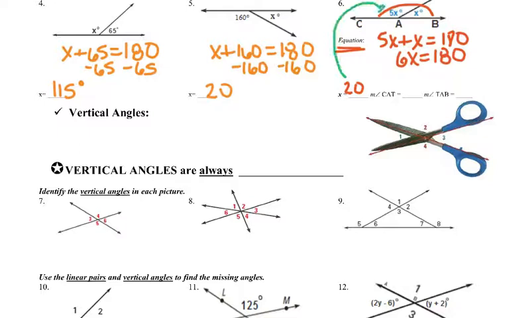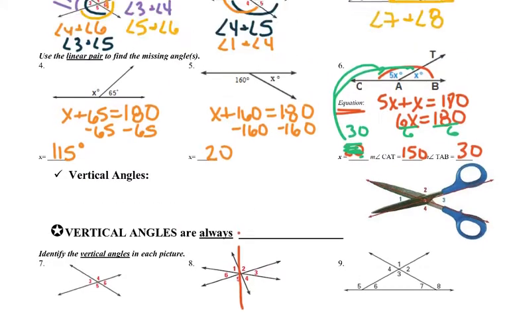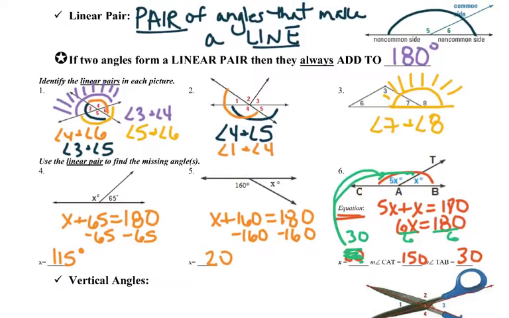Like we've had before, we're going to plug that 20 back in. 5 times 20 is 100. Wait, it's not 20, silly. See, I didn't show all my work. It's 30. You probably were like, she's going to figure out that she did it wrong. Yeah, it's 30. So if I plug a 30 back in, 5 times 30 is 150, and then, of course, just 30. So those are linear pairs, pairs of angles that make a line.